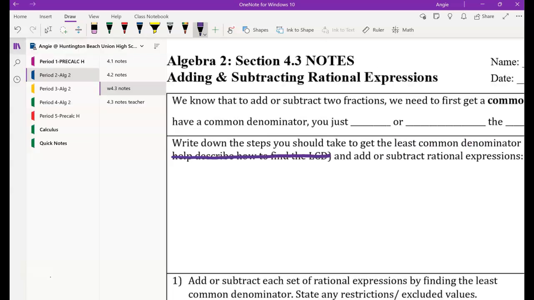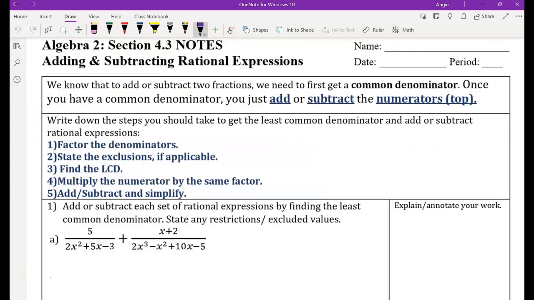So what I want you to do is, there's a couple blank spaces. Okay, I've already typed this up. So we know that to add or subtract two fractions, based on your review worksheet after your Unit 3 test, we have to find the lowest common denominator, okay? So we know that to add or subtract two fractions, we need to first get a common denominator. Once you have a common denominator, you just add or subtract the numerators only, okay? So the numerators are the top terms.